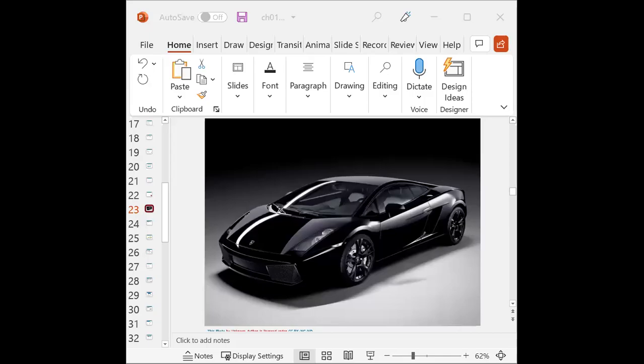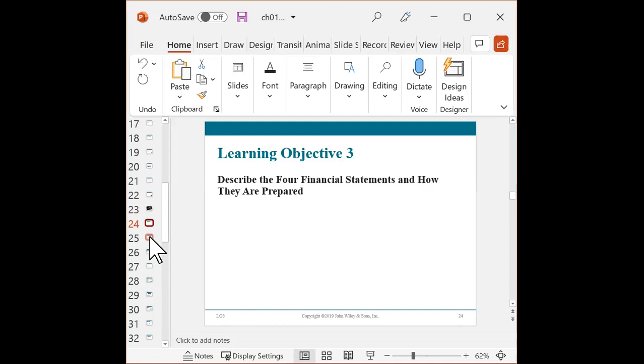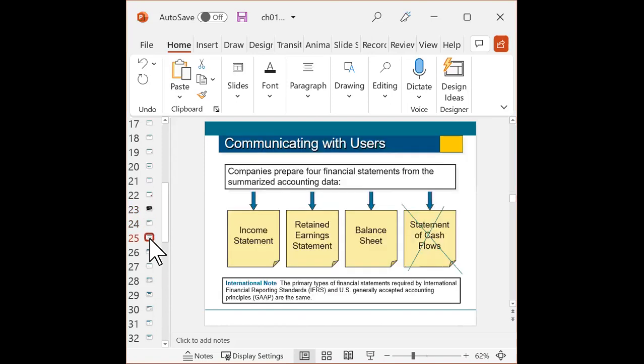All right. So now we are going to start looking at the financial statements. You might hear people refer to things such as the financials or the finance documents or things of that nature. What we're talking about is the financial statements.